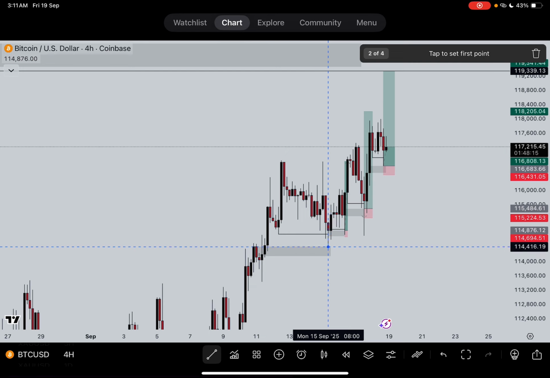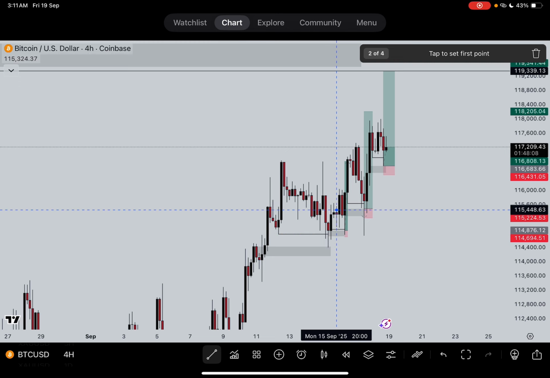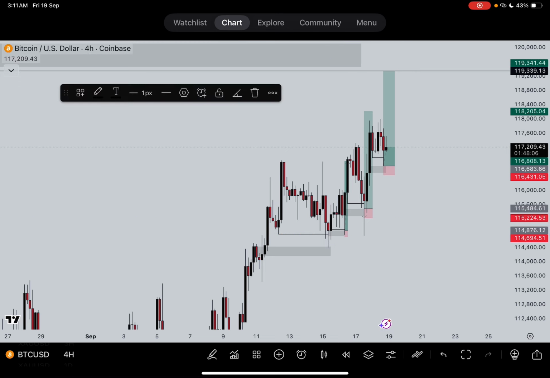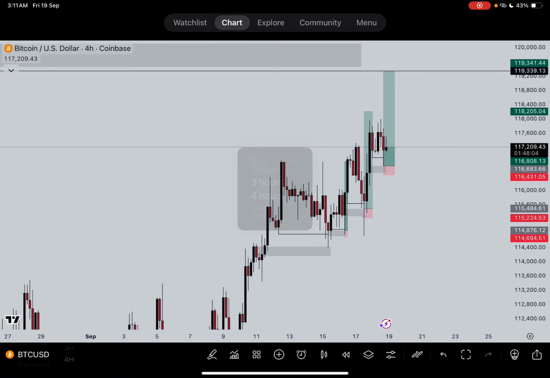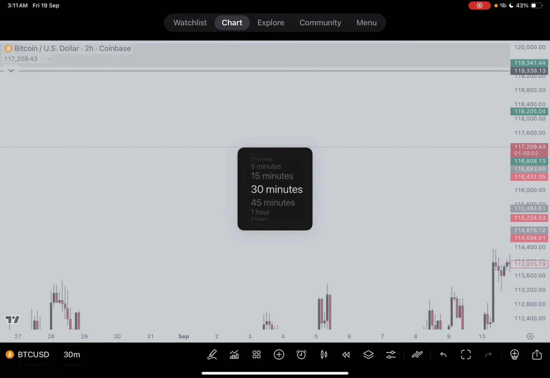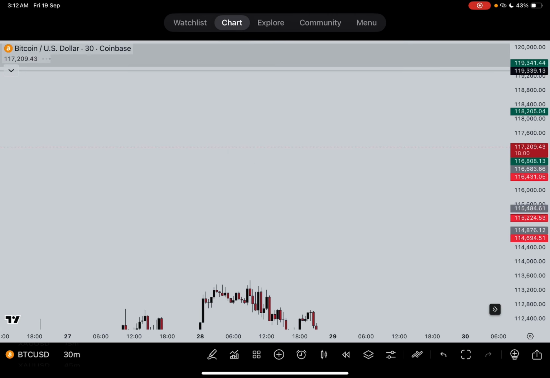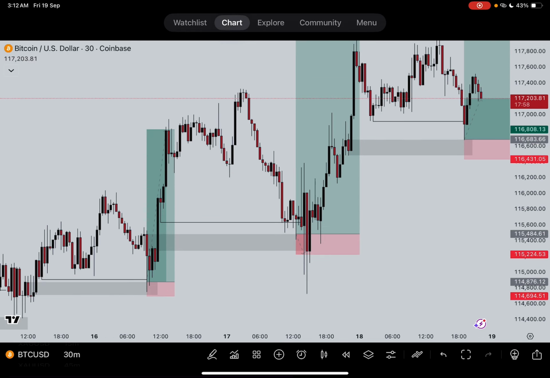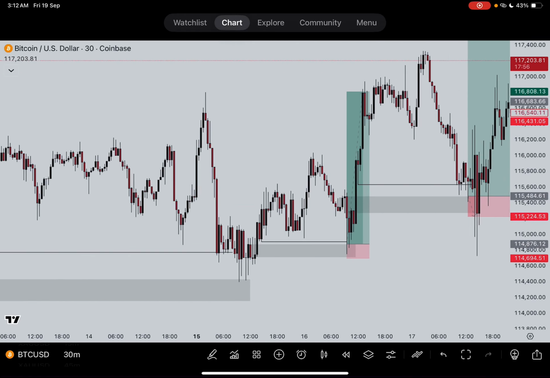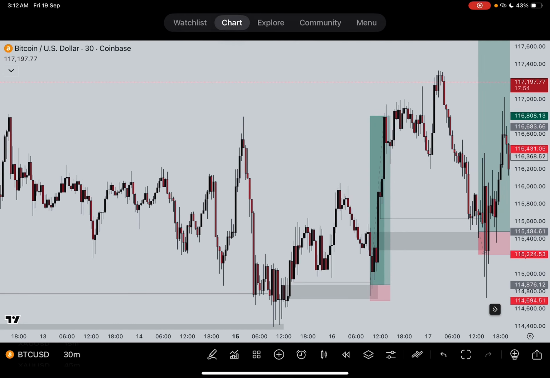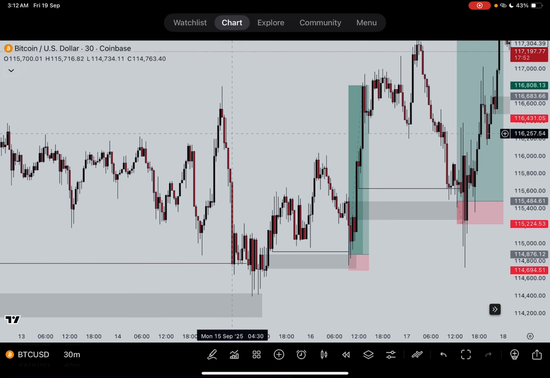Now price taps the breaker block on the 4 hours time frame and started going up. Since I'm waiting for confirmation, I have to go to a smaller time frame to find a confirmation entry. So the first trade, I got it from the 30 minutes time frame. Now, this was a downtrend. Price pushed all the way down, took out the liquidity for that particular 4 hours breaker.